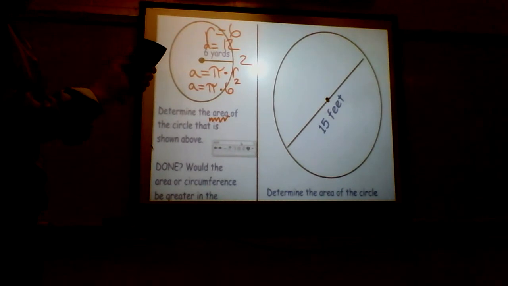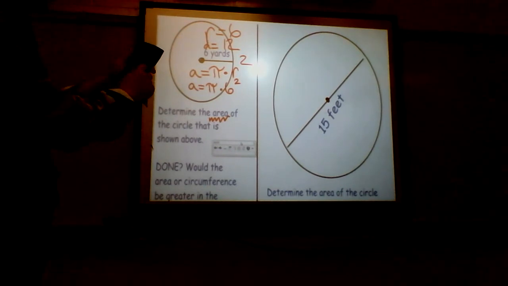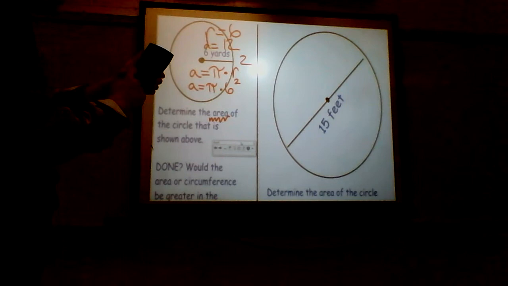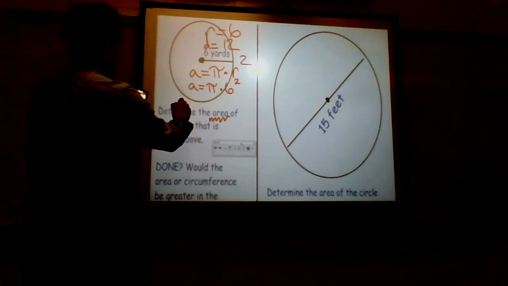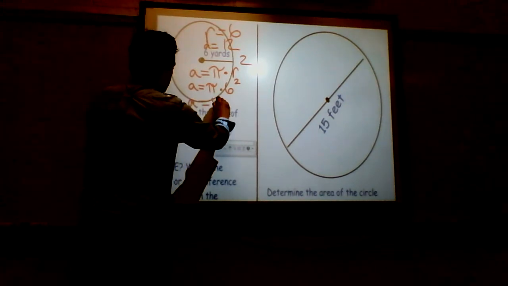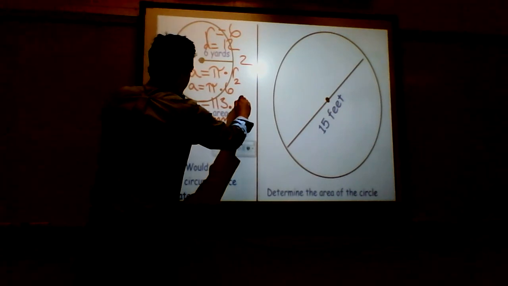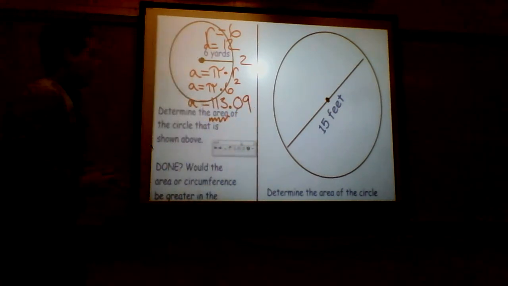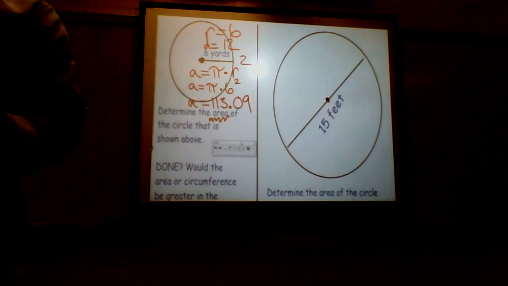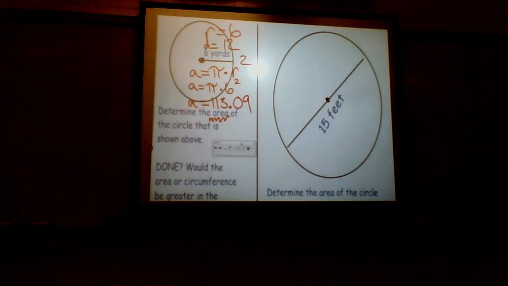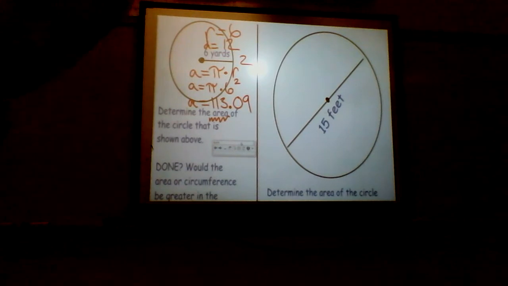So you can type in literally pi times 6 to the second power, and it will give you an answer. Area equals 113.09. That would be the area of the circle. Please pause and copy this example into your notes.